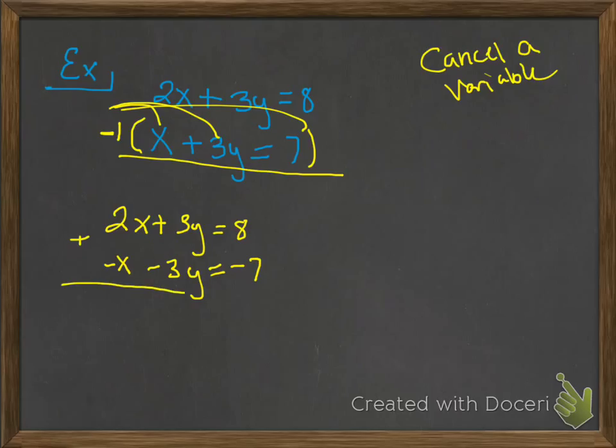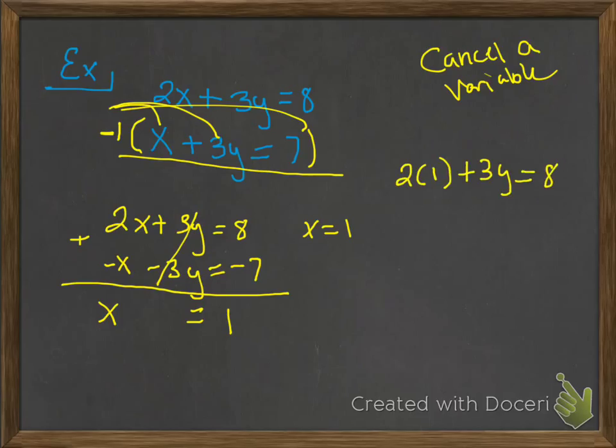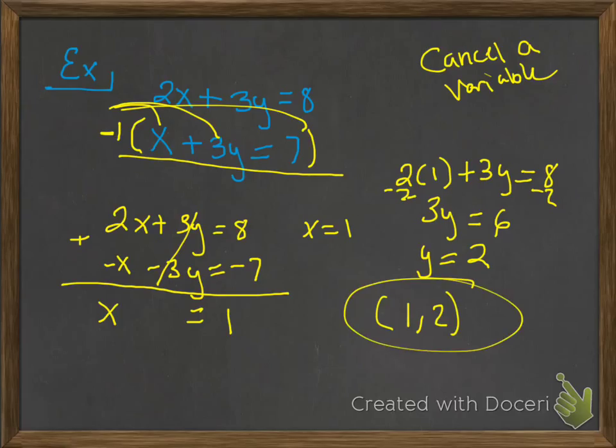So now I'm going to again go to my addition, and notice my y's will go away. So 2x minus x is just x. Those cancel, equals 1. So I know x is equal to 1. Now I'll plug it back in, and I'm going to plug this one back into the top one. 2 times 1 plus 3y is equal to 8. So 3y is equal to, and I'm going to subtract that 2, 6. So y is equal to 2. So my point is 1, 2, where they meet.